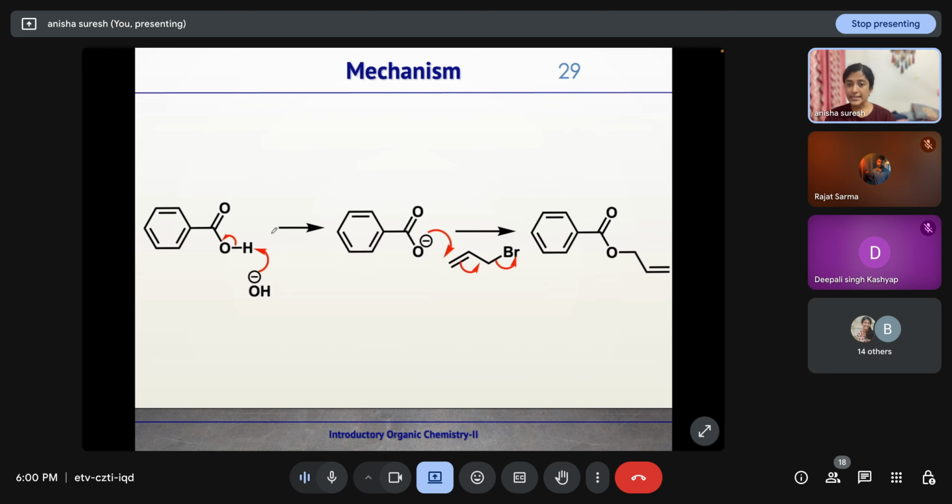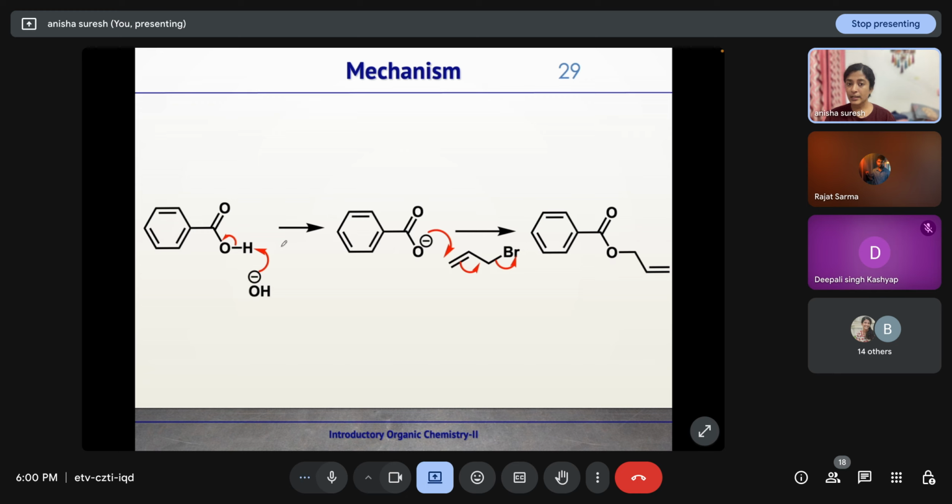So benzoic acid in the presence of a base, that is OH minus, has this acidic proton. That acidic proton will be abstracted and it will result in the formation of this benzoate. Now this benzoate, this O negative, can attack on allyl bromide in this fashion, leading to removal of Br minus, and it will form this ester. So an esterification reaction is basically taking place here.